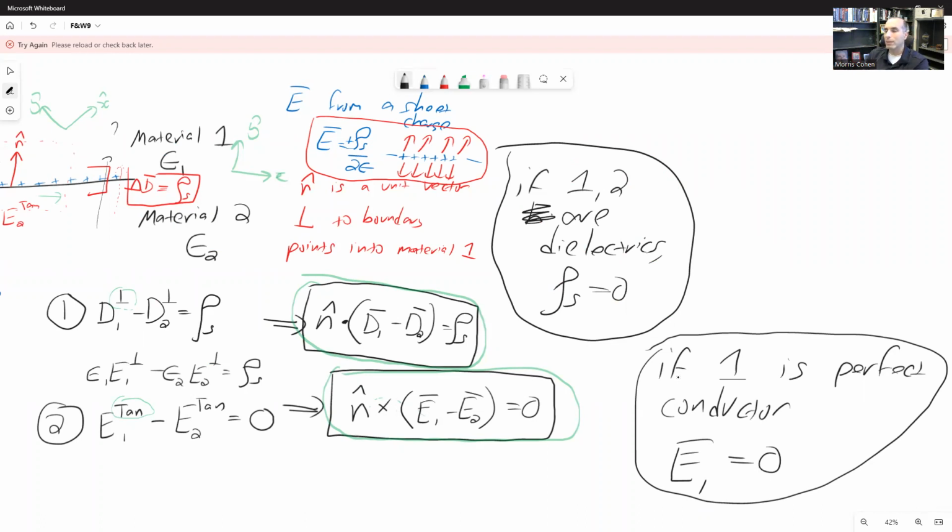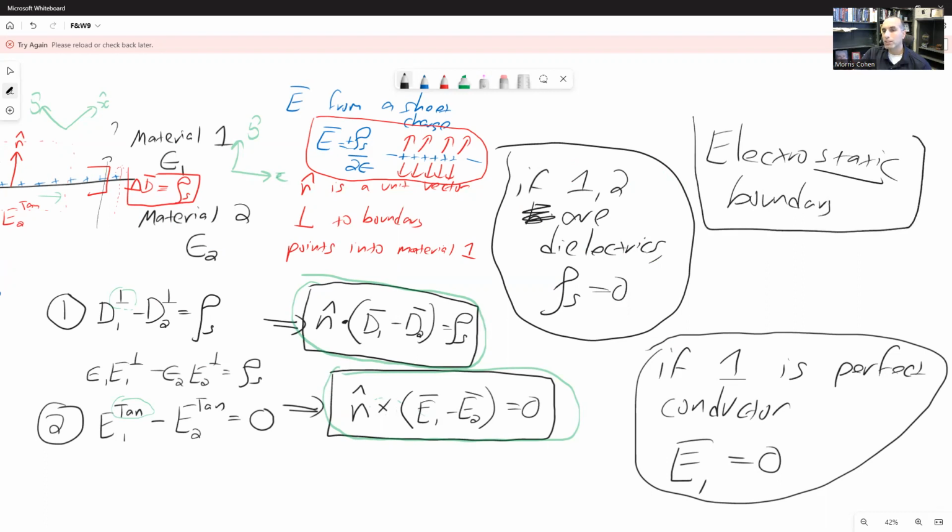They're going to look similar, except there's going to be an extra complication that we'll throw in there. But these are what we might call electrostatic boundary conditions. And I call them electrostatic because they specifically apply for static conditions, when things are not changing with time. All right. In the next video, I'll give you a couple of quick examples of how we might apply boundary conditions to determine electric fields at interfaces between two different materials or two different objects.